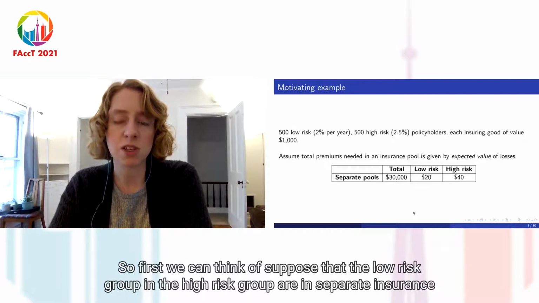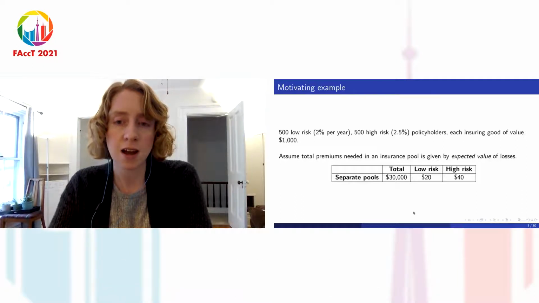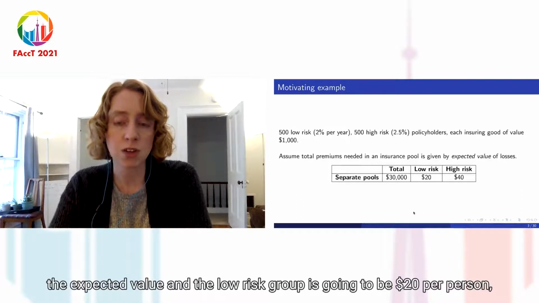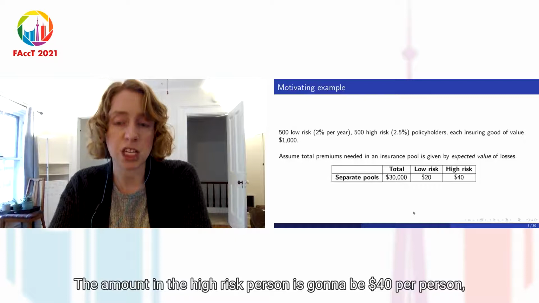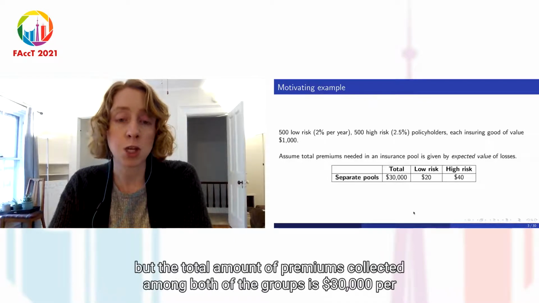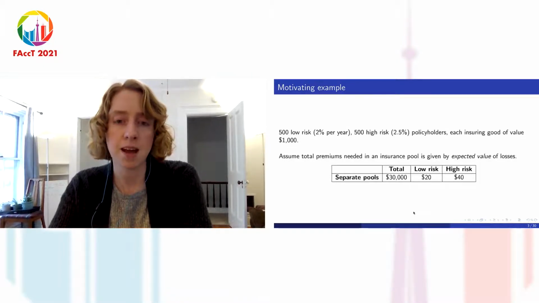So first we can think of, suppose that the low risk group and the high risk group are in separate insurance pools. The expected value in the low risk group is going to be $20 per person, so that's the amount that they will be charged, and the amount for the high risk person is going to be $40 per person. Right? The total amount of premiums collected among both of the groups is $30,000 collectively.